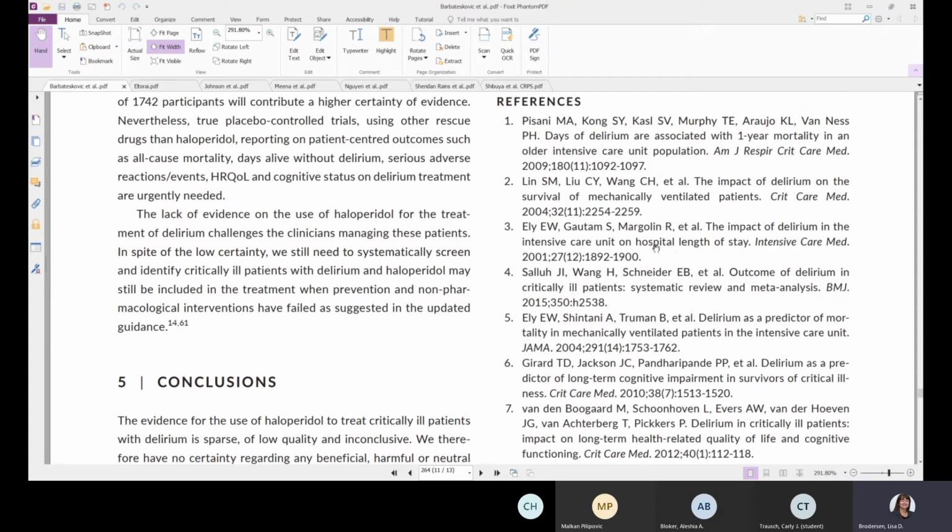Some of these may be reviews or systematic reviews because delirium's been studied for a really long time. So as far as finding new primary sources about the problem of delirium itself, you may or may not find that. Okay. All right, so any questions about this article?